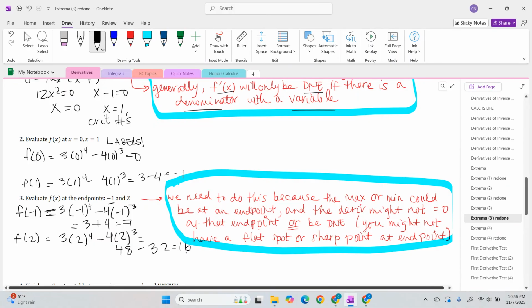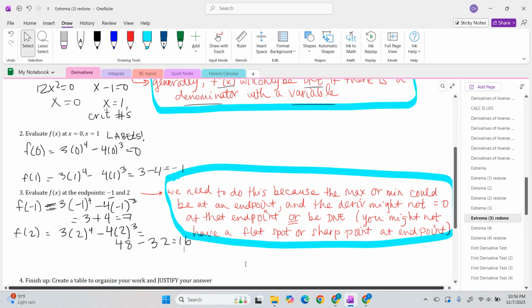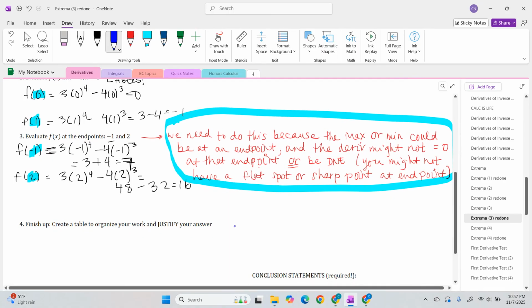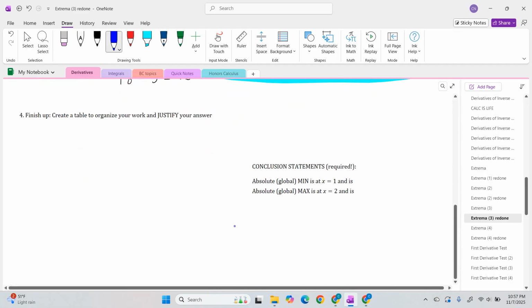16. Well, I think we have a winner here for the absolute maximum because that was the biggest y value that we found. And remember, these x values, 0, 1, negative 1, and 2, are the only places where you could potentially have a max or a min, because those are the only places where the derivative is 0 or where there's an endpoint. So you don't have to think about any other x values.